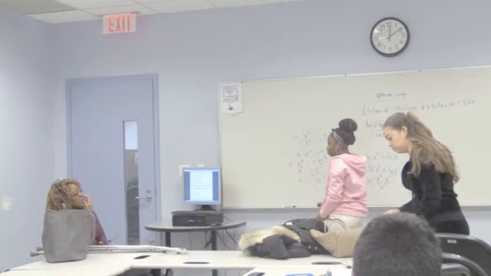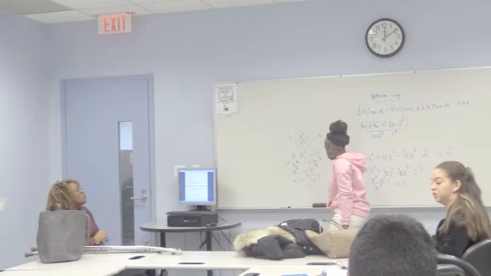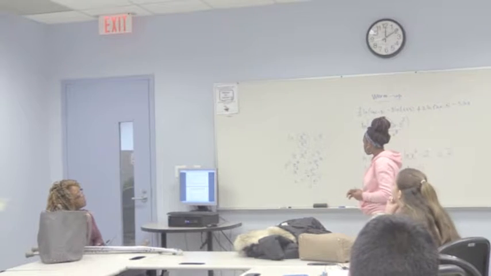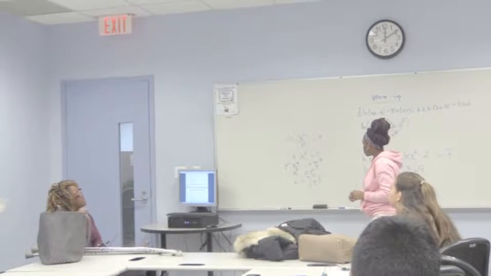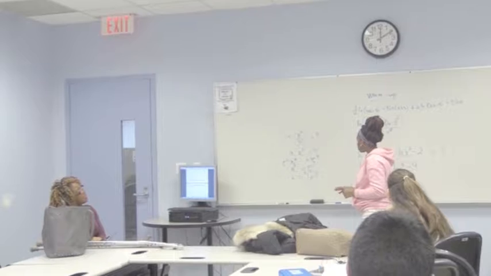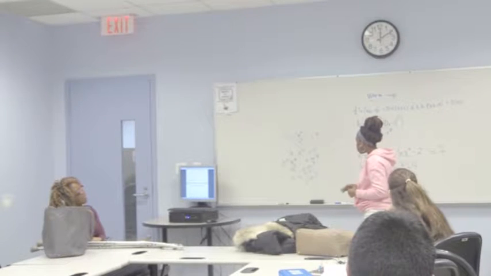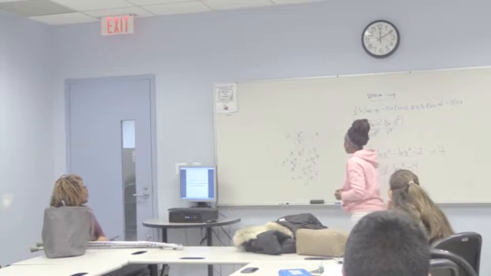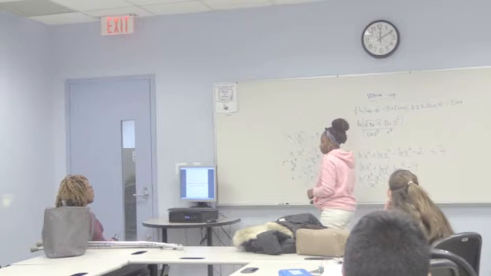Okay, so let me give you a hint. When we have a square root and we want to change the square root to an exponent, what do you do? What do you put it as? It's going to be e to the 9 over 6. No, 9 over 3. No, because this is 1 over 2.